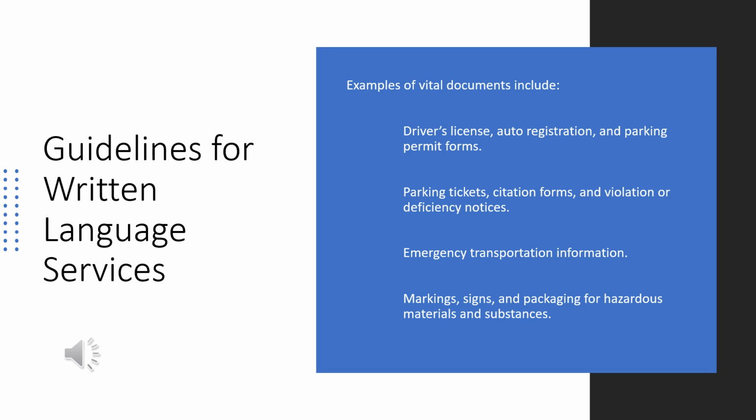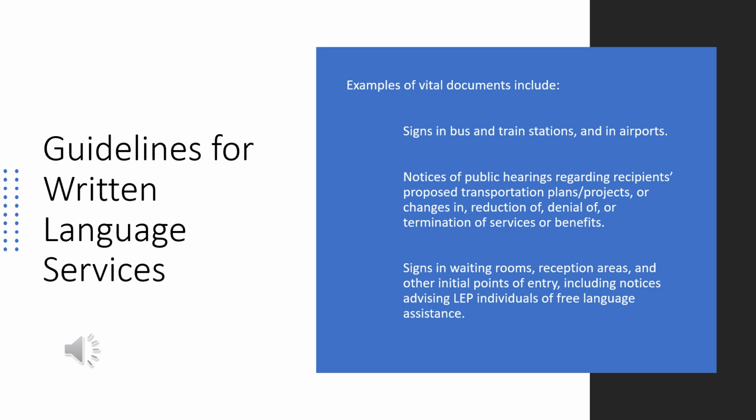Now, having said that, generally speaking, some examples of vital documents might include driver's license, auto registration and parking permit forms, parking tickets, citation forms, and violation or deficiency notices, emergency transportation information, markings, signs, and packaging for hazardous materials and substances, signs in bus and train stations and in airports, notices of public hearings regarding recipients' proposed transportation plans or projects, or changes in or reduction of, denial of services or benefits. And then finally, signs in waiting rooms, reception areas, and other initial points of entry, including notices advising LEP individuals of free language assistance.